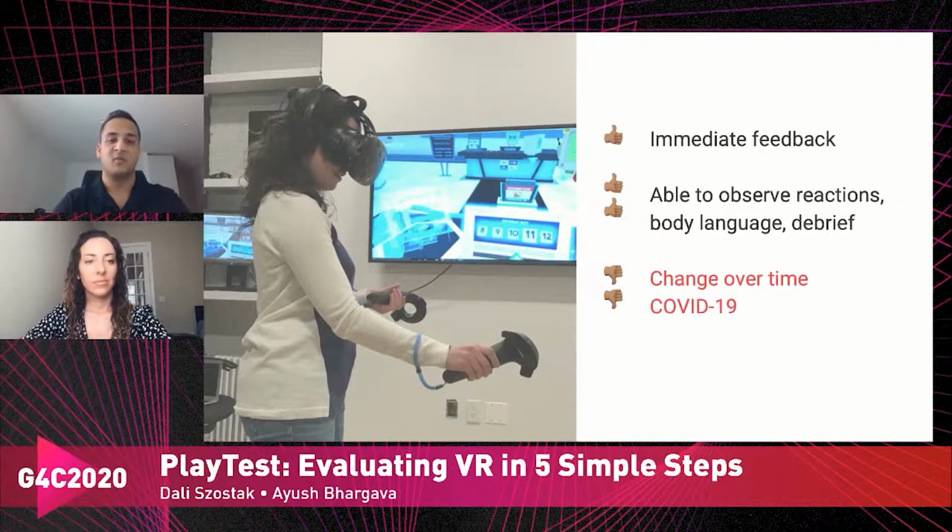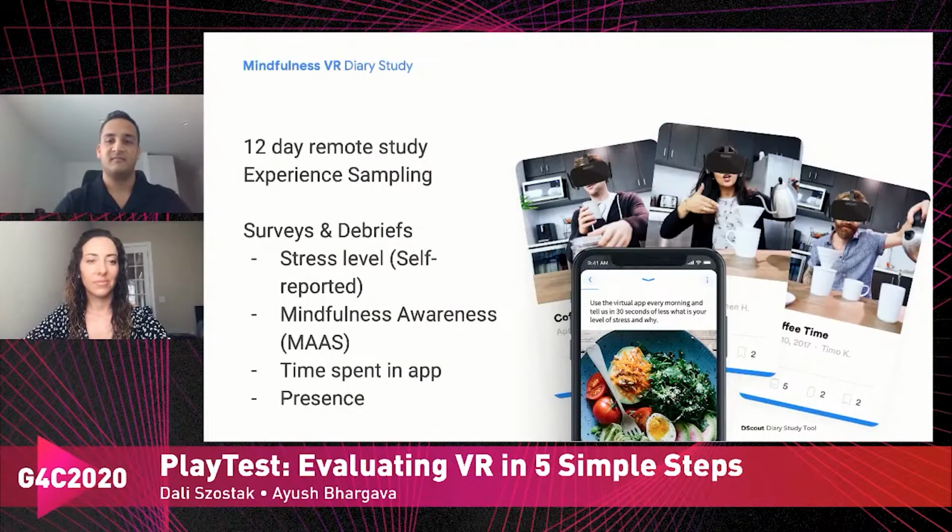But what happens when you want to look at change over time? Because change is something difficult that you can't just look at in one session. And what happens when you can't test in person, like due to a pandemic like we have right now? Next slide.